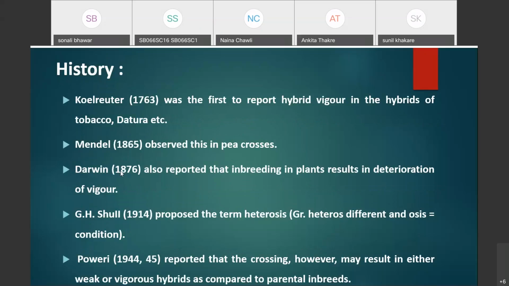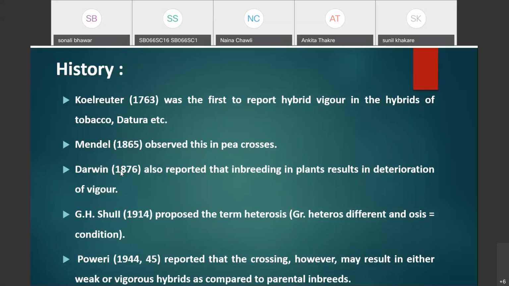Okay, then the next topic, here you can see, is the history of heterosis. Heterosis is not a newly discovered phenomenon. It has been known since the art of hybridization came into existence.